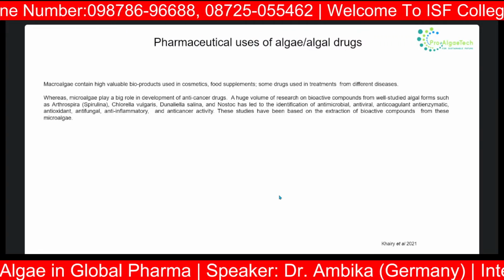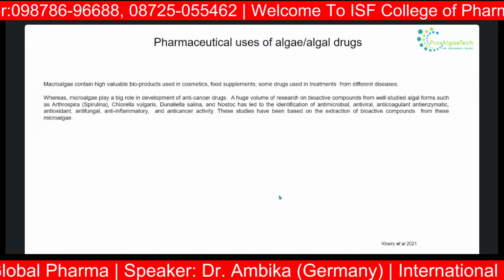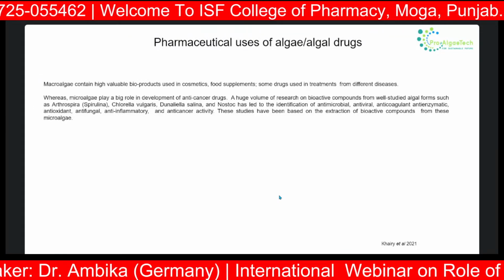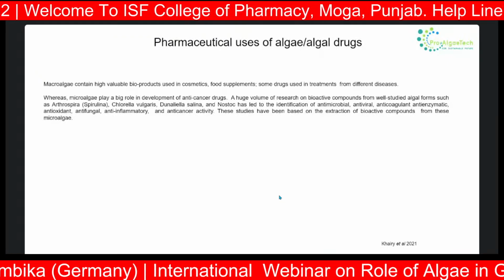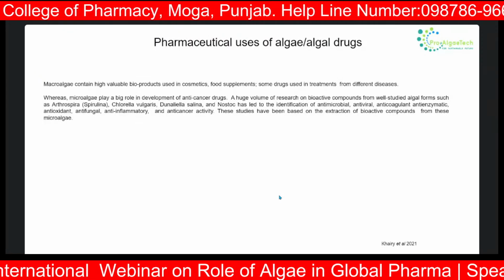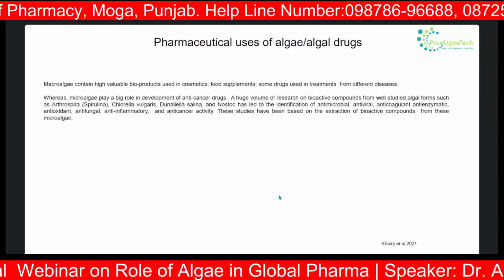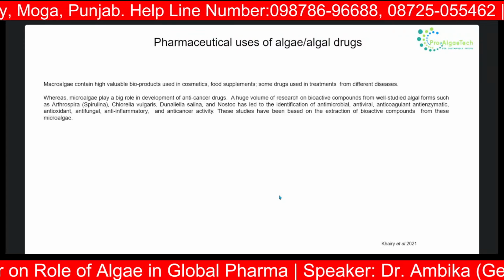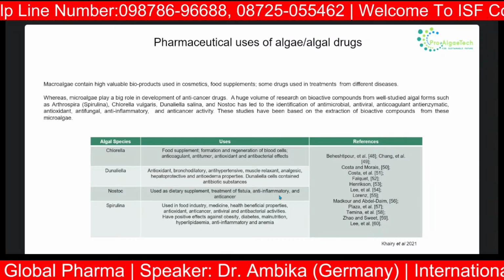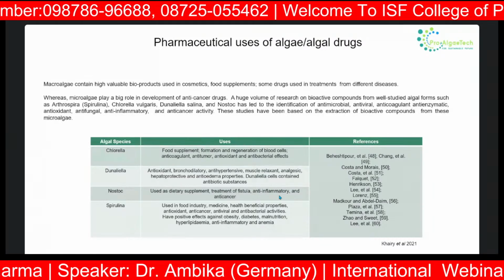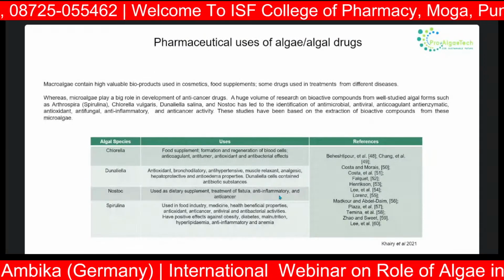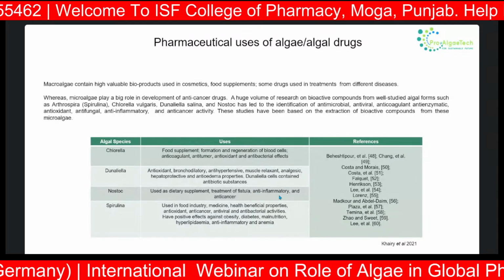algal forms such as Arthrospira, that is spirulina, Chlorella, Dunaliella, and Nostoc, which led to the identification of antimicrobial, antiviral, anticoagulant, anti-enzymatic, antioxidant, antifungal, anti-inflammatory, and anti-cancer activity. These studies are based on extraction of bioactive compounds, and each algal species has different uses and different bioactive compounds. For example, Chlorella we use as a food supplement, for formation and regeneration of blood cells, and for anticoagulant, anti-tumor, antioxidant, and antibacterial effects.